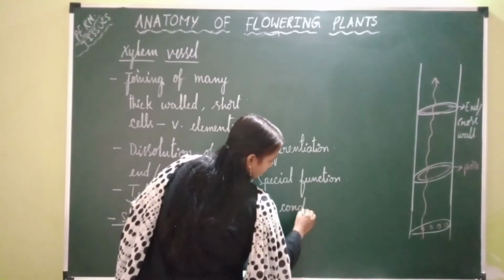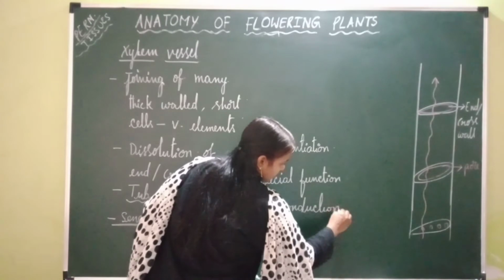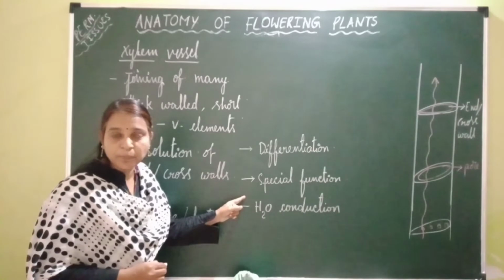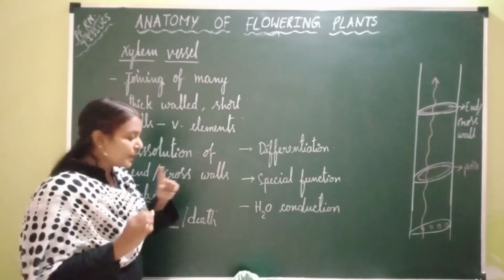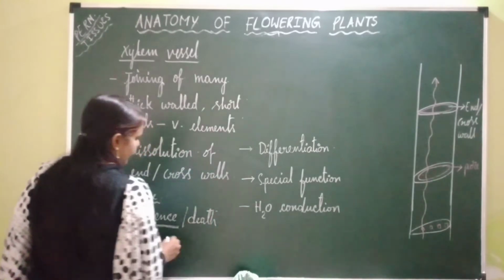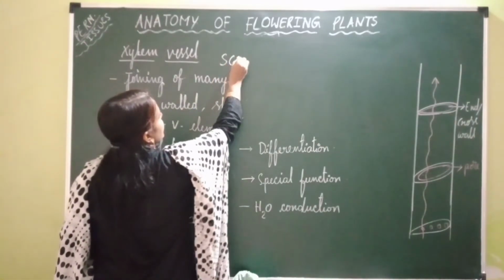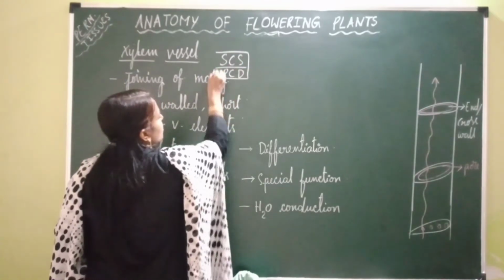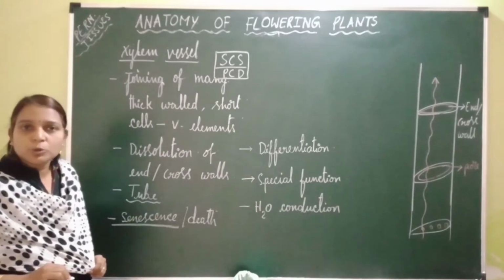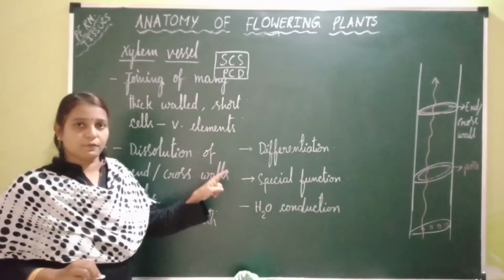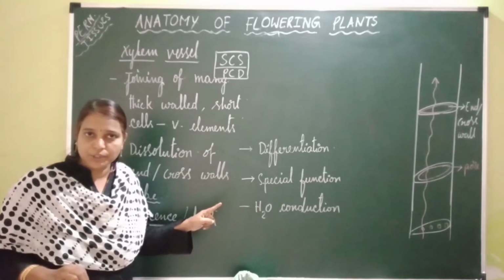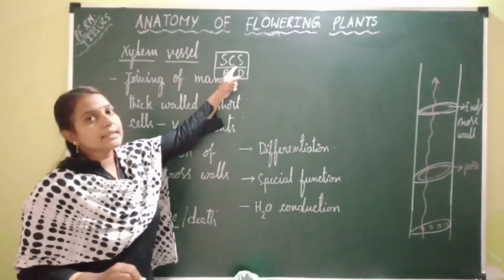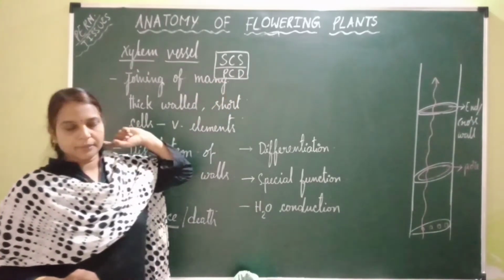So, when a cell or an element undergoes death or senescence during differentiation to perform a specific function, it is called special cell senescence, SCS, also called programmed cell death, PCD. So, I will repeat. When a cell undergoes death or senescence during differentiation to perform a specific function, that type of senescence or death is called special cell senescence or programmed cell death, right?